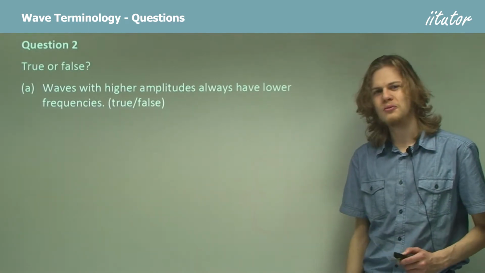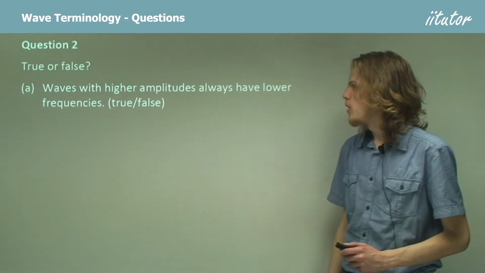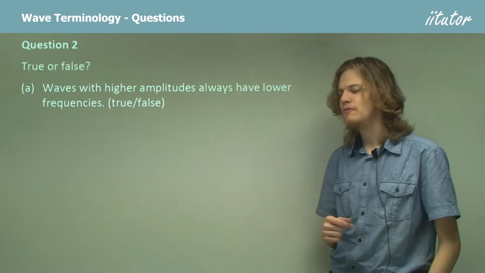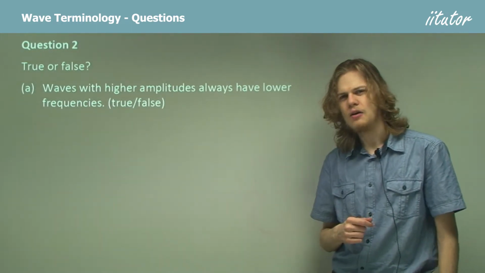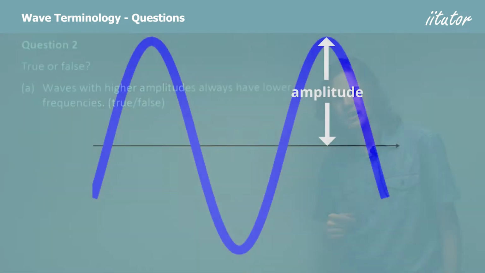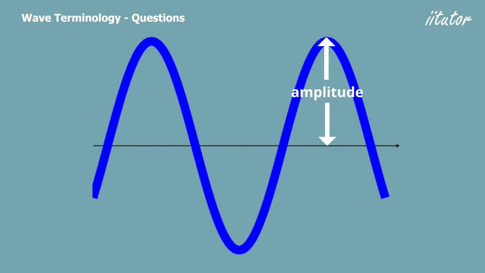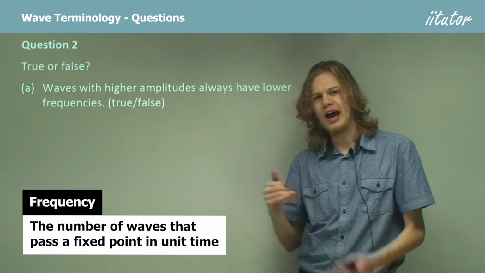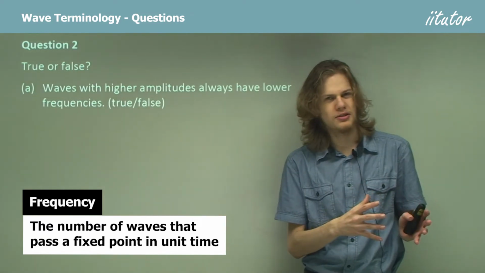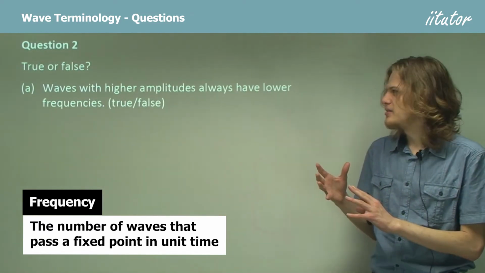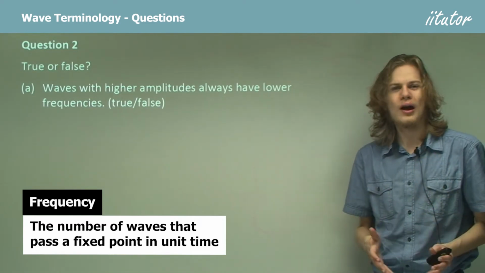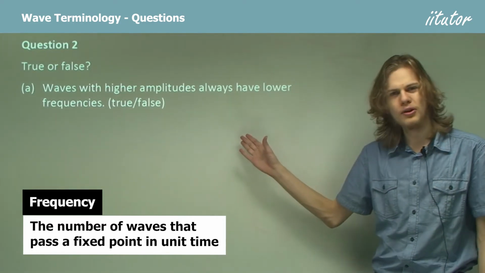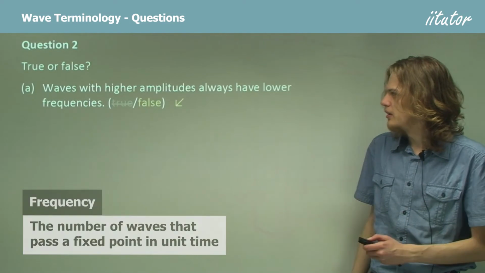Question 2. We have some true or false questions. A. Waves with higher amplitudes always have lower frequencies. Now, what's amplitude a measure of? It's a measure of the total displacement of the particles. But frequency is a measure of how quickly the wave is moving through space. So what this means is that whether it has a high or low amplitude, it could have a high or a low frequency. So our answer here is going to be false.